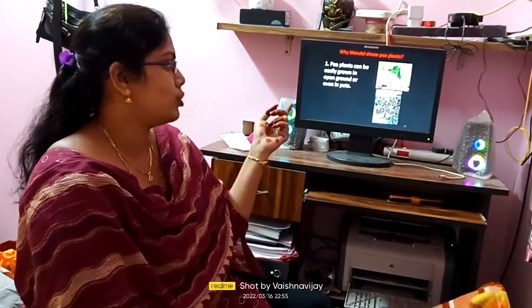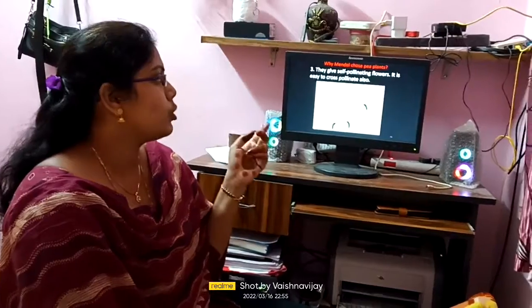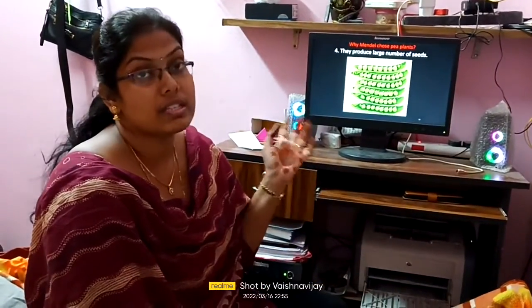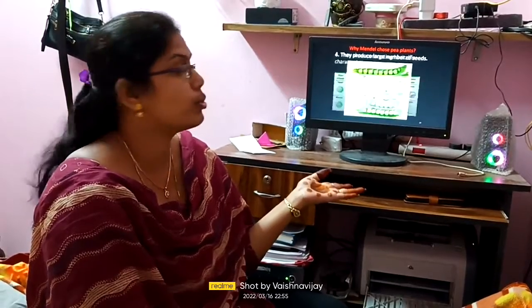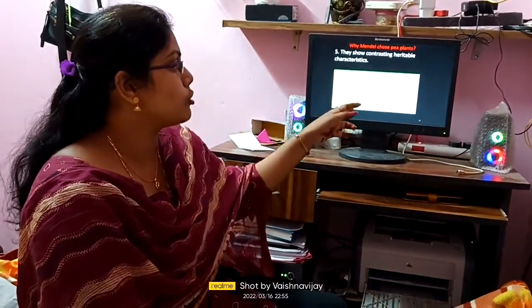You might have noticed they have a very short lifespan, so he can see many generations of a pea plant in his life. So he chose this plant. And also it is an easily cross-pollinated plant. It has a number of seeds to grow. He can examine a number of seeds, and it also shows contrasting, suitable hereditary characters.